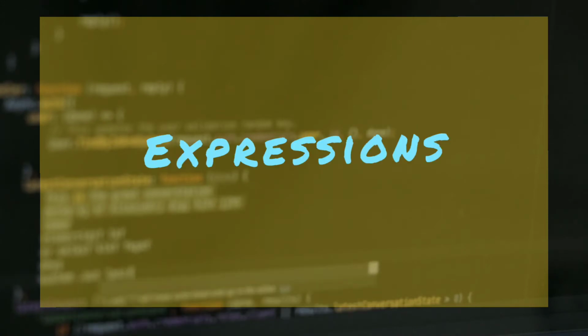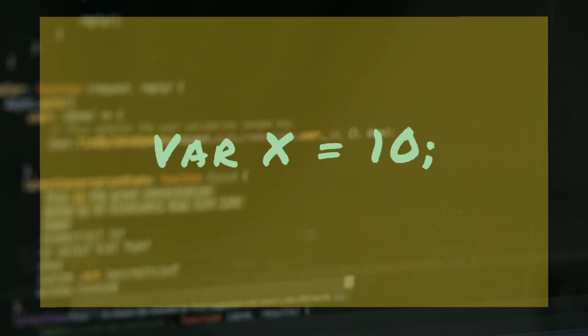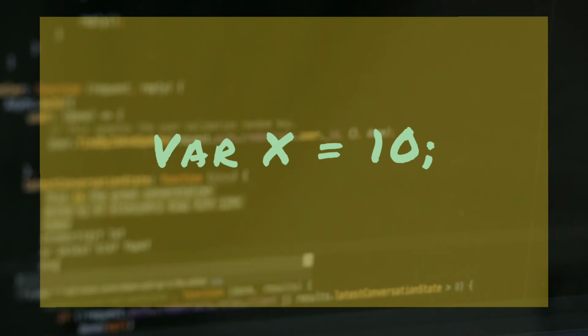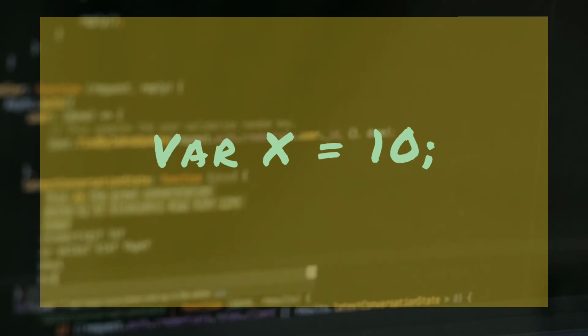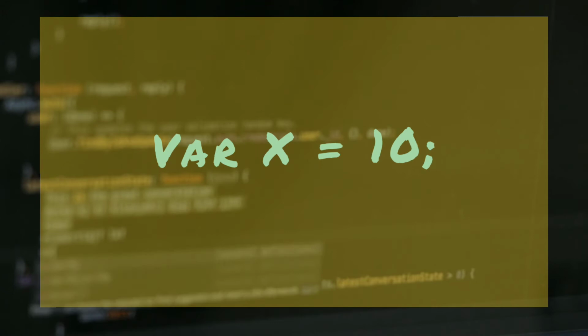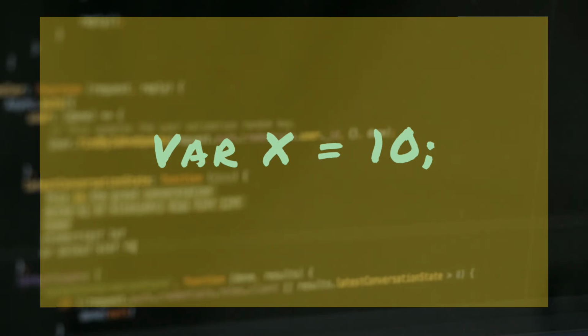So let's take this example. var x, assignment operator, 10, and we finish it with a semicolon. This is a statement that asks to assign the value 10 to the variable x. There is a keyword, okay? It's a JavaScript keyword. It's a reserved word that is part of the syntax, all right?